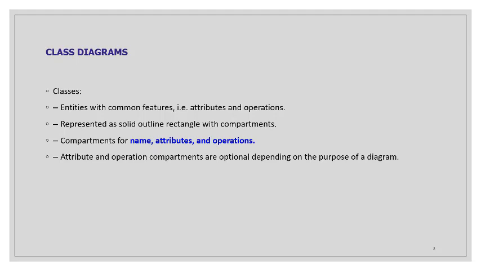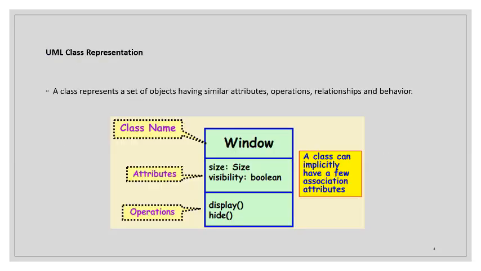Classes have a mandatory name compartment where the name is written centered in boldface. The topmost compartment is the name of the class, and this is in a rectangle box. This is one compartment, second compartment, third compartment, and the first topmost is the name, and it should be written in the middle, and obviously boldface. If you make it bold, then it is easily visible.